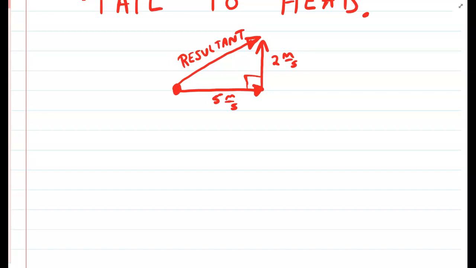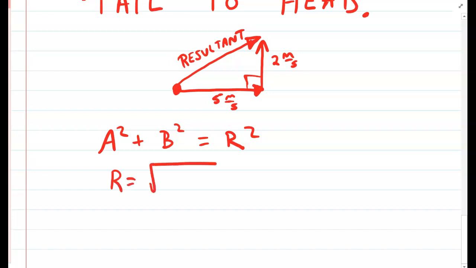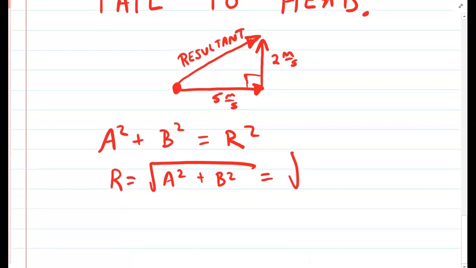And when you have a right triangle, you learned in your geometry class to use the Pythagorean theorem. The Pythagorean theorem is a squared plus b squared equals c squared. Well, in this case, the resultant is c. I'm going to call that r. If I want to know what r is, r is just the square root of a squared plus b squared. So if I wanted to know what the resultant was, all I'd have to do is 5 squared plus 2 squared.